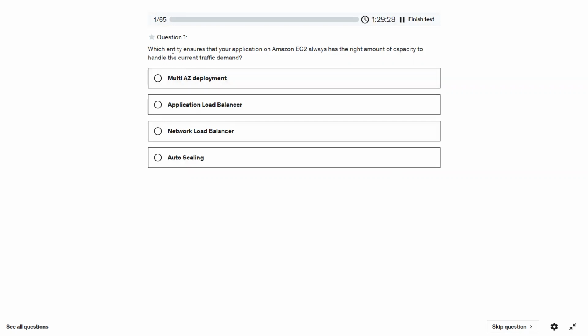Okay, let's start. Which entity ensures that our application on Amazon EC2 always has the right amount of capacity? So which will decide the right amount of capacity? It is Auto Scaling. The Auto Scaling group will decide: if there is more load, it will increase by one more EC2; if there is less load, it will terminate one EC2. So Auto Scaling decides all this. The deployment, load balancer, and network load options are wrong.